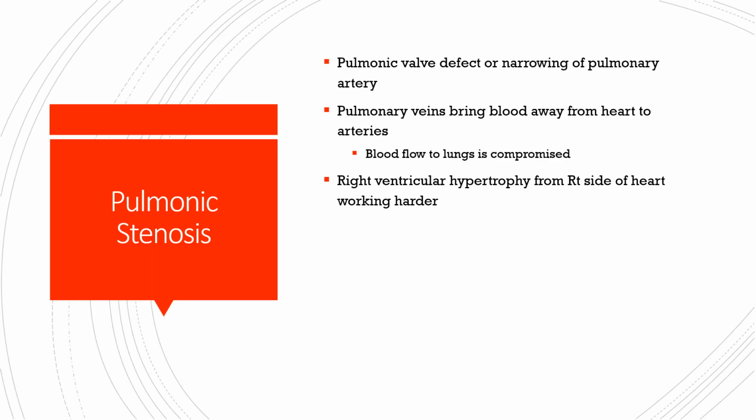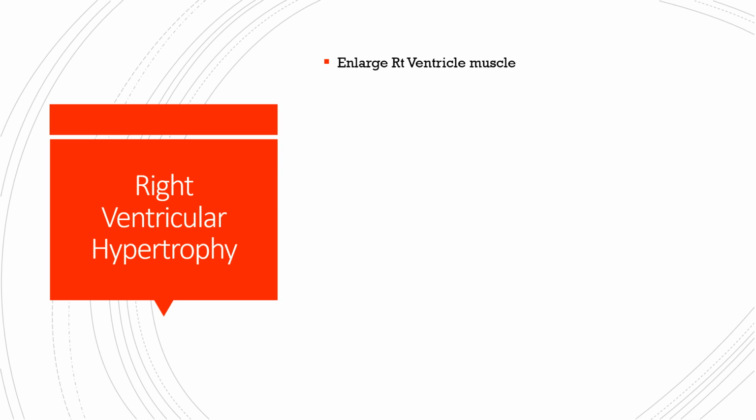So, pulmonic stenosis is a pulmonary valve defect or narrowing of the pulmonic artery. This brings blood away from the heart and to the lungs. And this is why you have the right ventricular hypertrophy. The right ventricle has to work harder to overcome the pulmonic obstruction going to the lungs, so you get the right ventricular hypertrophy as a result of this stenosis. Again, right ventricular hypertrophy is just the enlargement of the ventricle muscle.